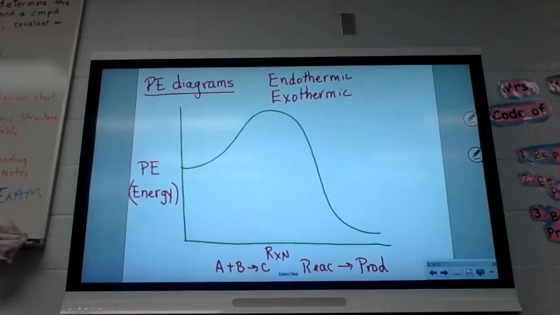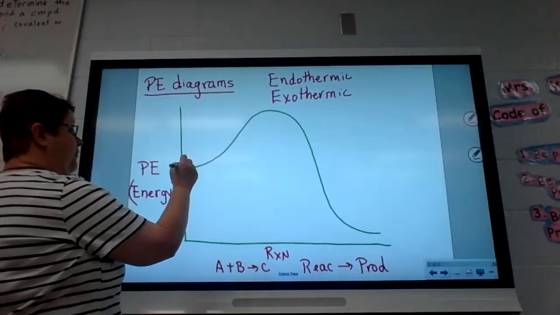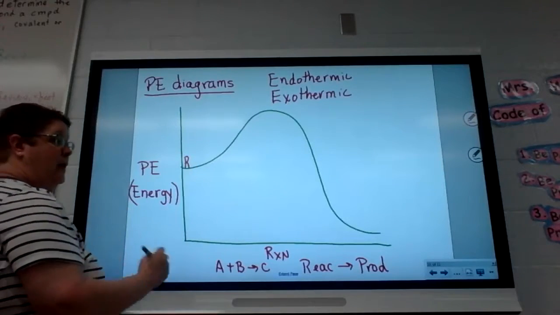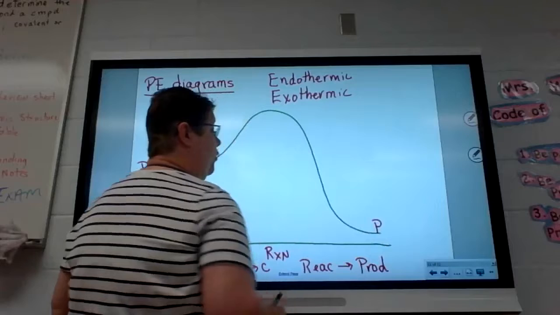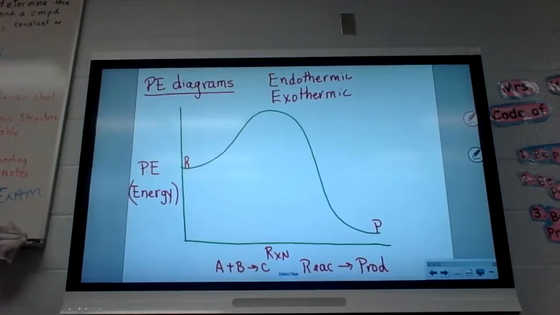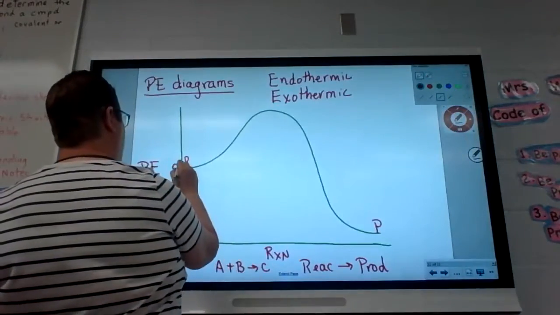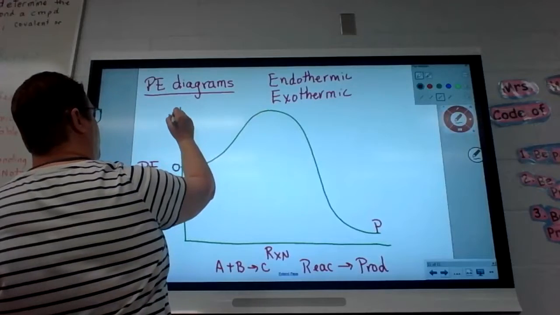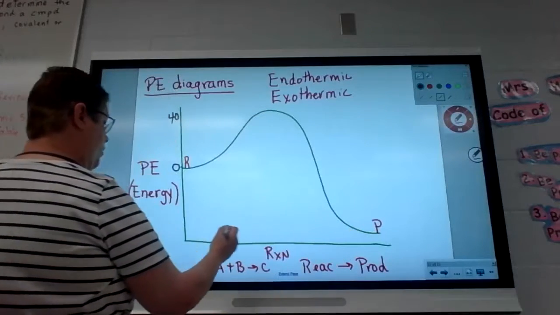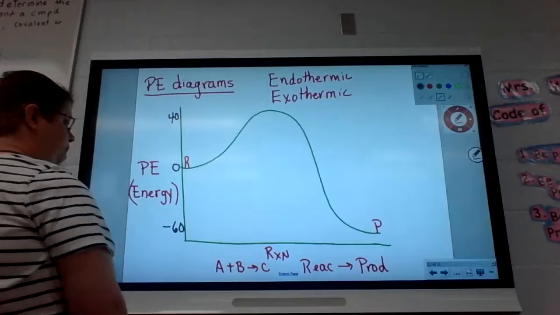Now, because this graph is illustrating a reaction, the left of the graph is always the reactants. The end of the graph is always the products. Now, you have to be able to identify things on the graph so that we can identify some things with numbers. I'm going to make this a 0, the top of the graph 40, and the bottom of the graph negative 60.